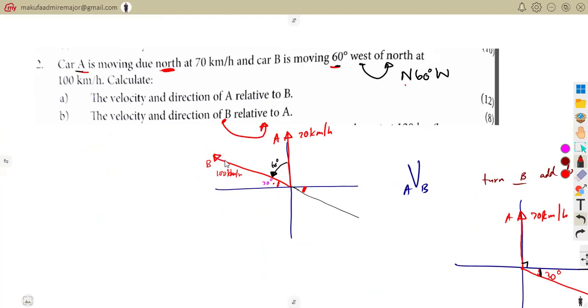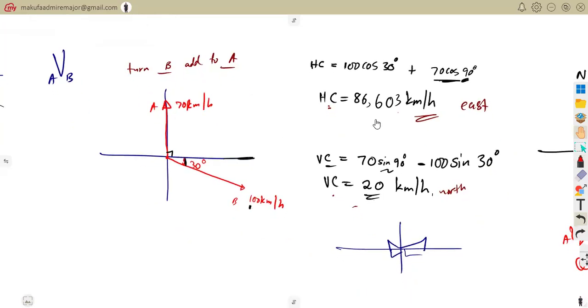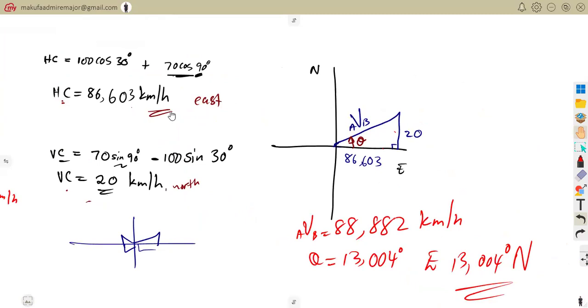So that is not a problem. We have to turn A, add to B. We apply the components normally as usual. You just find the horizontal and vertical, and you're back to this one. Which quadrant are we going to have our final answer in? The quadrant gives us everything: the resultant, and the direction is there in that quadrant.